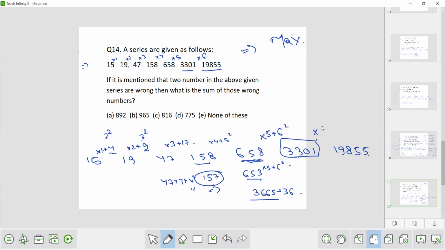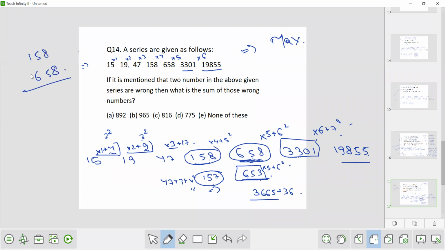Now it will be into 6 plus 7 square. So it will definitely be into 6 plus 7 square. Now the rule is confirmed: into 1 plus 2 square, into 2 plus 3 square, into 3 plus 4 square. So this is wrong. Instead of 158, it will be 157. Then into 4 plus 5 square, so this 658 is also wrong. Instead of 658, it should be 653. Now the two wrong numbers we have found are 158 and 658. When you add these, you will get 816. So your option C is 816. So option C will be your correct option.